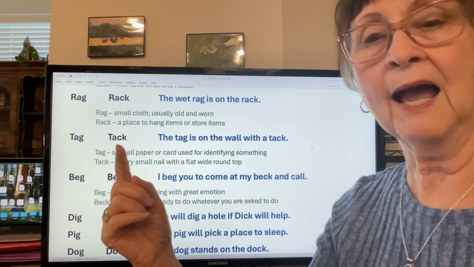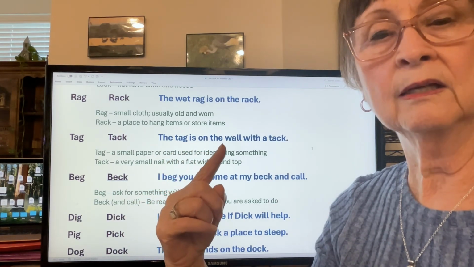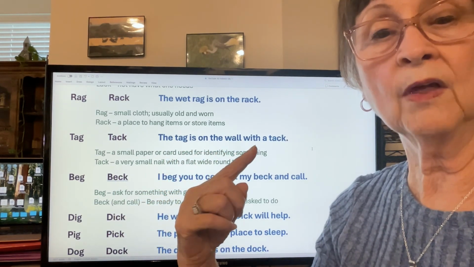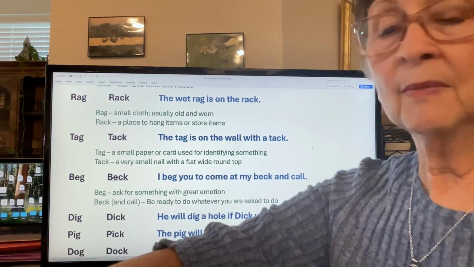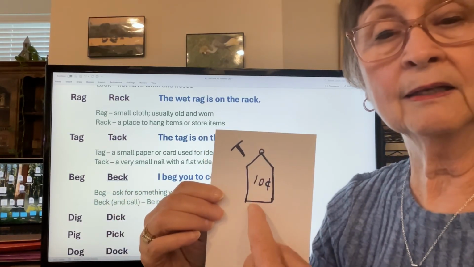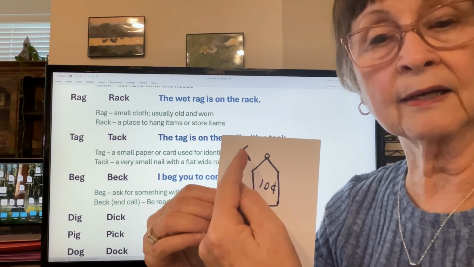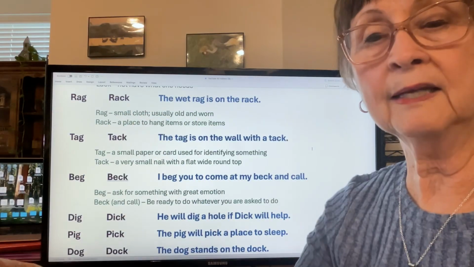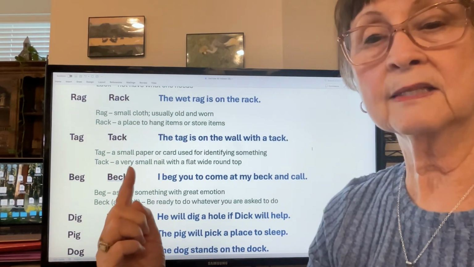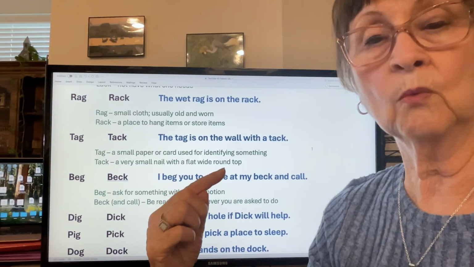Tag, tack. The tag is on the wall with a tack. I made a little illustration of those two. Here's a tag, it says something is 10 cents, and they put it up with a tack. A tack is a very small nail with a flat, wide, round top.